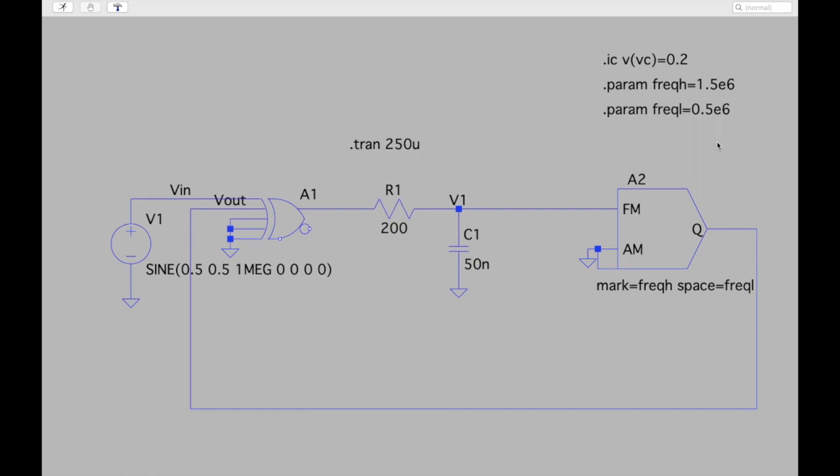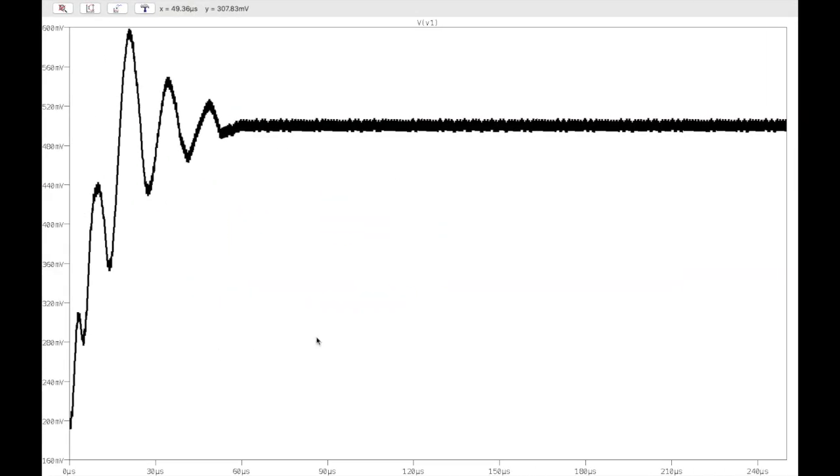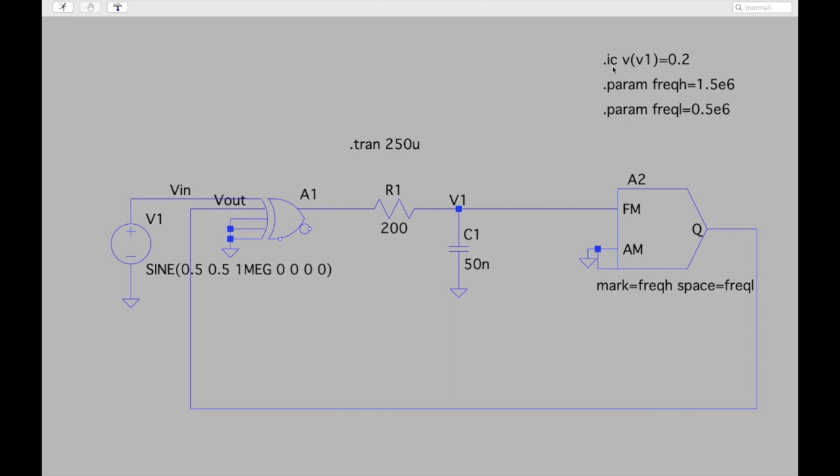As we have seen in the last class, to generate a 1 megahertz frequency the control voltage should be 0.5. So this is what the PLL should produce, right? The control voltage V1 should be 0.5 so that the output frequency also becomes 1 megahertz. So this is the waveform. We can see that initially V1 was at 200 millivolts, because the initial condition, .IC, for V1 is 0.2 volt.